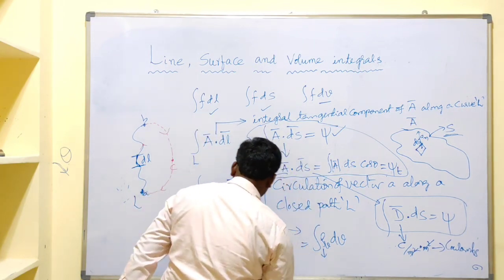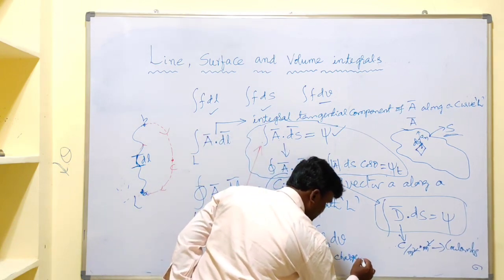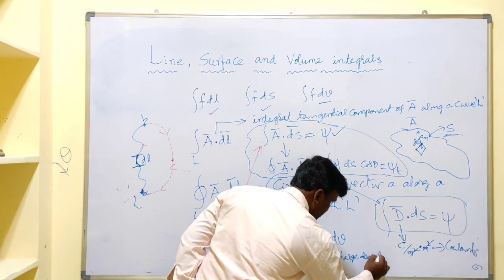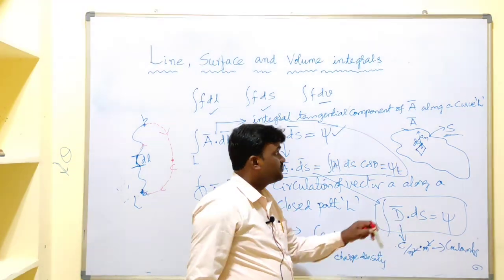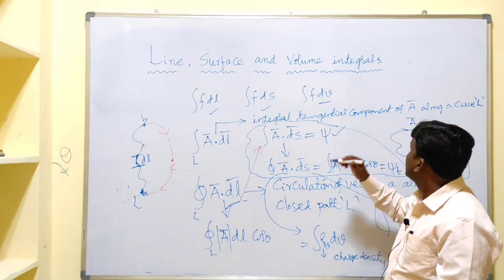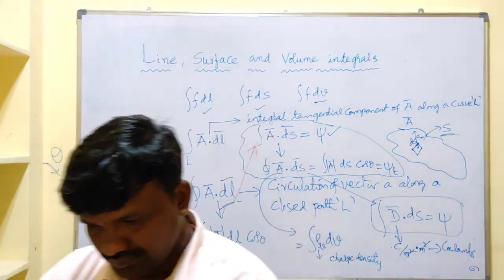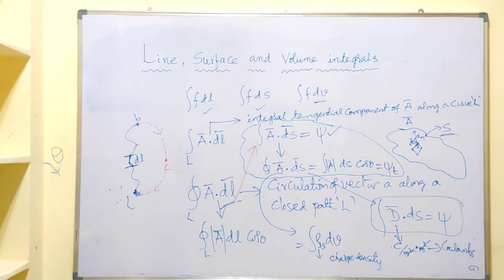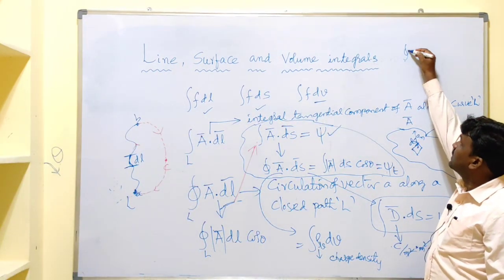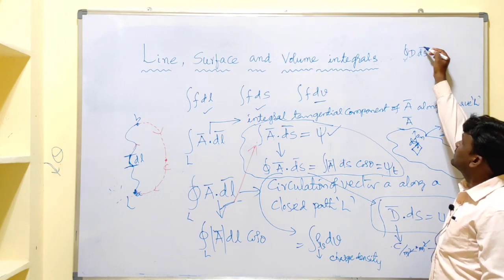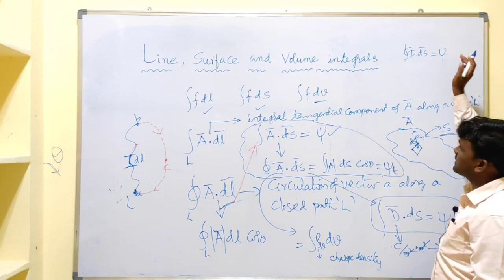I am writing here, please listen carefully. Here rho v is charge density. Charge density actually means volume charge density. I am writing both equations at this place. Equation 1 is integral D dot dS equal to psi, which is nothing but coulombs, it is flux.